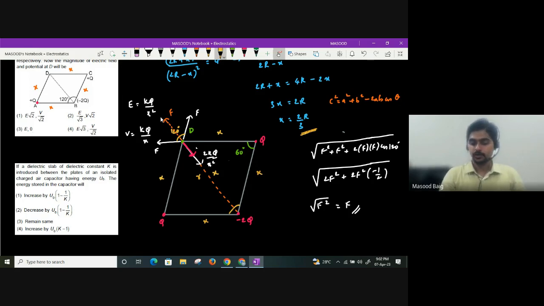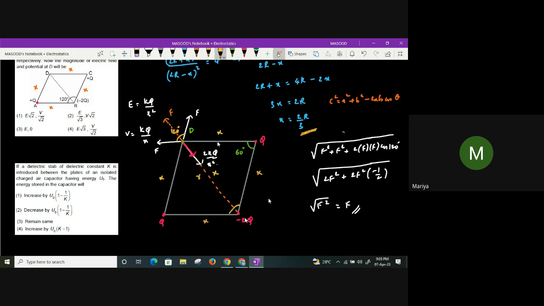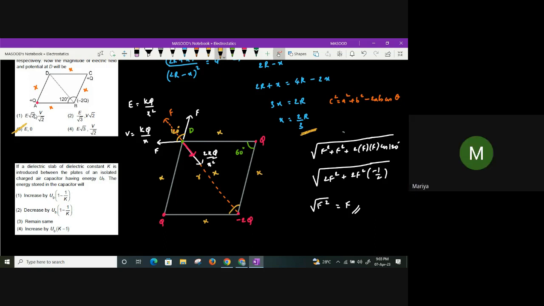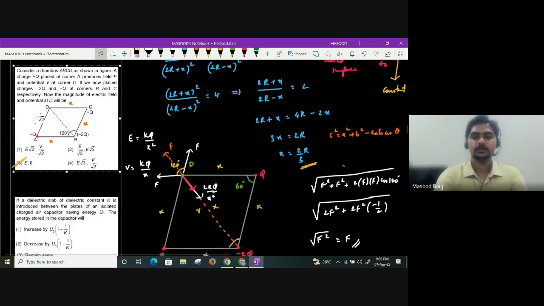Potential, if you want to find, due to this charge, it is kq by x. Due to this charge, it is kq by x. So overall, due to these two charges, we got 2kq by x. And due to this charge, it will be k into minus 2q by x. So kq by x, kq by x minus 2kq by x. So overall, you'll get potential as 0 only. So electric field will remain E itself. Potential will be 0, guys. Clear? Yes, sir.